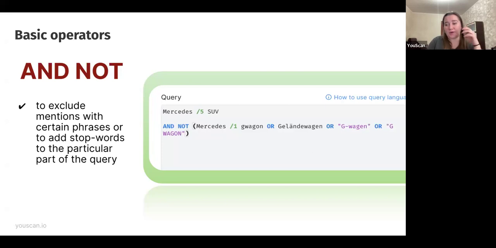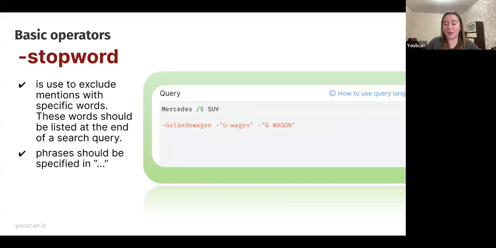Imagine you have a query that consists of three subjects or sub-objects of the monitoring, and each will need its own set of exclusions. In this case, it's better to use a NOT operator, because for each monitoring object you can add a separate and unique set of exclusions. You won't be able to do that with the stop words.